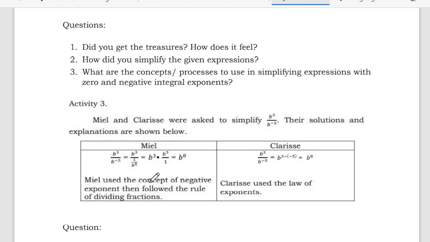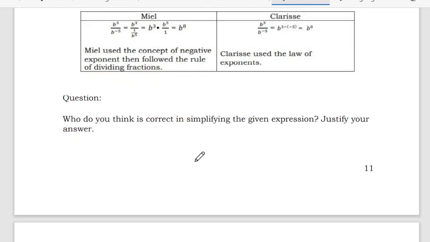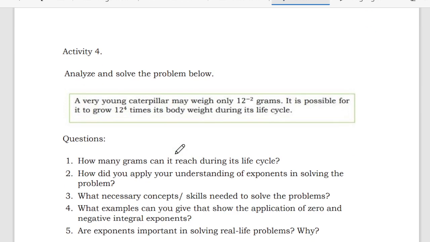And okay, so activity 3, you just compare. Ano yung ginawa dito? The same given, there are two explanations. Okay. So the other one used the law of exponent, the other one used the concept of negative exponent, then followed by the rule of dividing fraction. So what do you think is correct in simplifying the given expression? Justify your answer. So, yun.